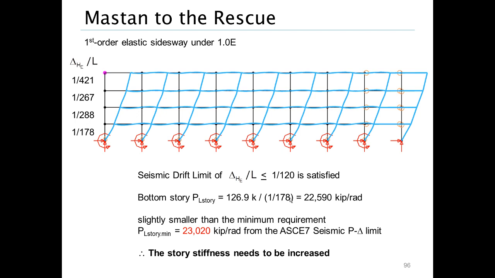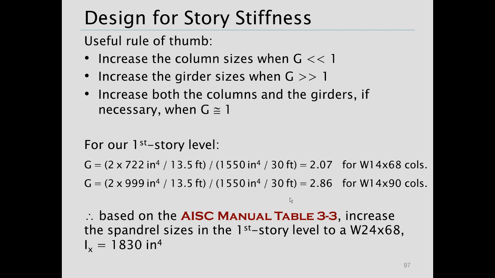How do we do that? What I've found to be a very useful rule of thumb that works in a lot of cases is to increase the column sizes if G is much, much less than 1. Increase the girder sizes if G is much greater than 1. Increase both the columns and the girders if we've got G about equal to 1.